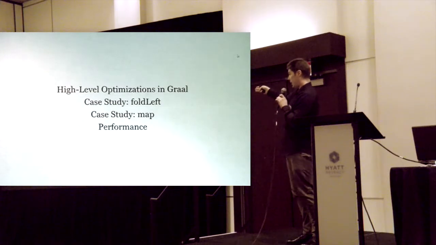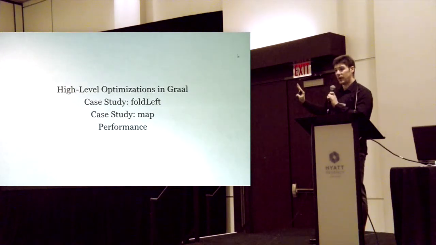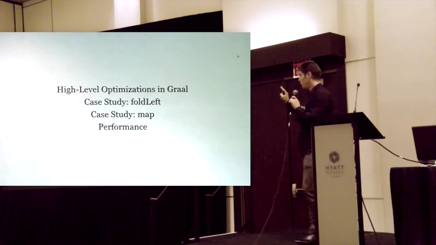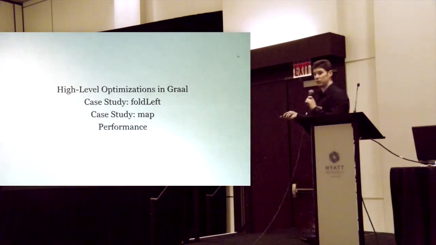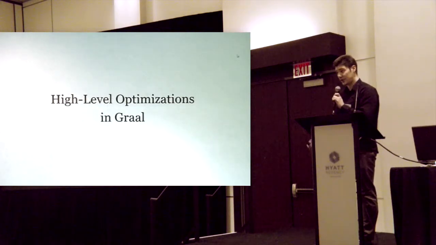This is the outline of my talk. It consists of 4 parts. The first is high-level optimizations in Graal. Then I'm going to present 2 case studies, on a program using foldLeft and a program using map. And then I'll talk about the performance of these programs. So I'll first give an overview of high-level optimizations in Graal.